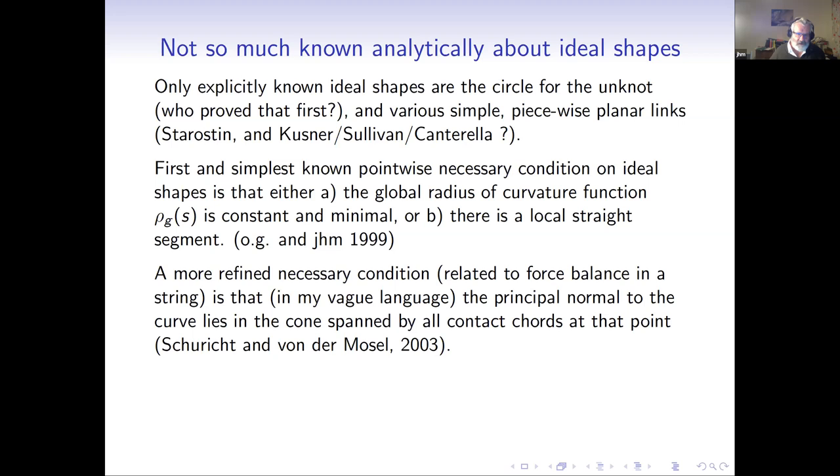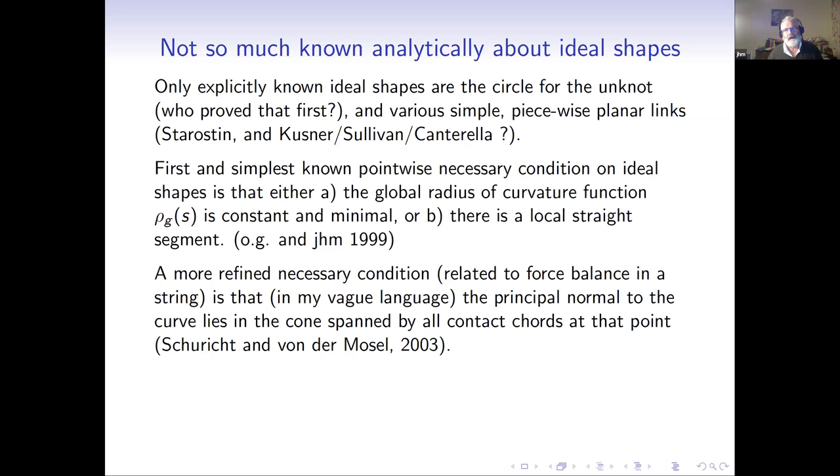So you're going to do numerics, but then you want to test how good the numerics are. So you might want to say, okay, are there first order necessary conditions? Are there Euler-Lagrange equations? And in fact, that's one of the big topics of this conference.